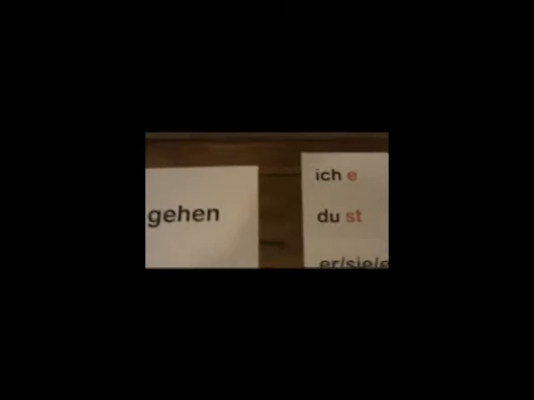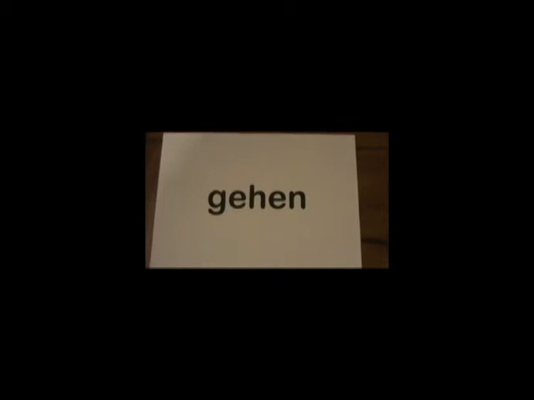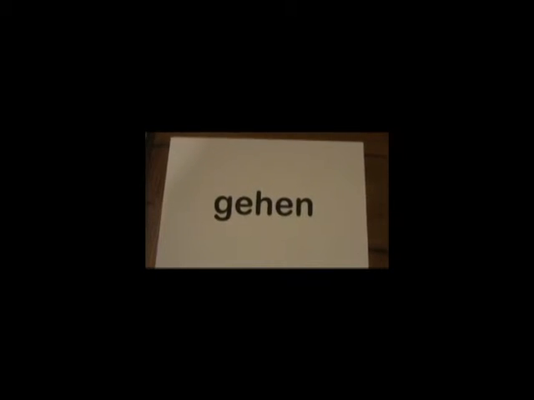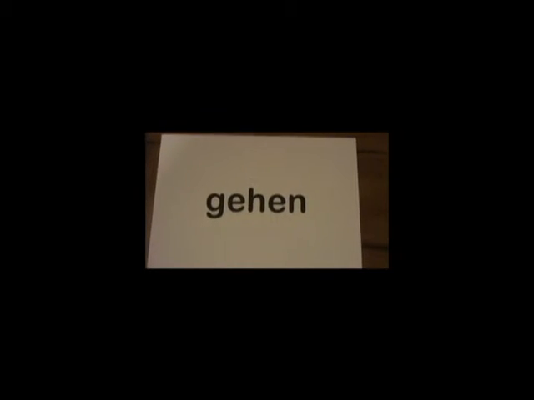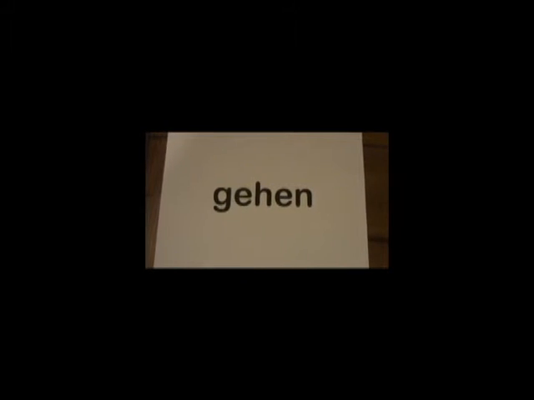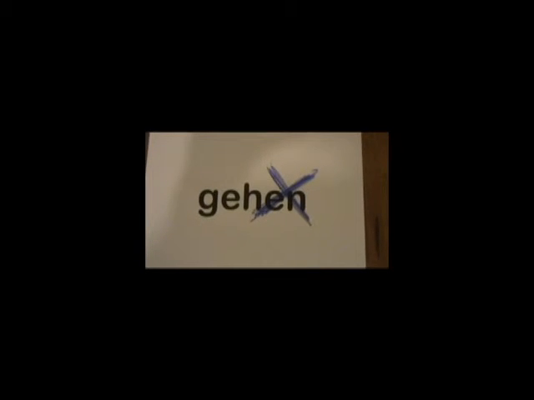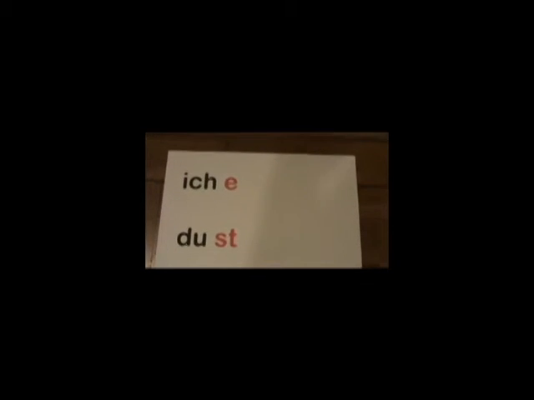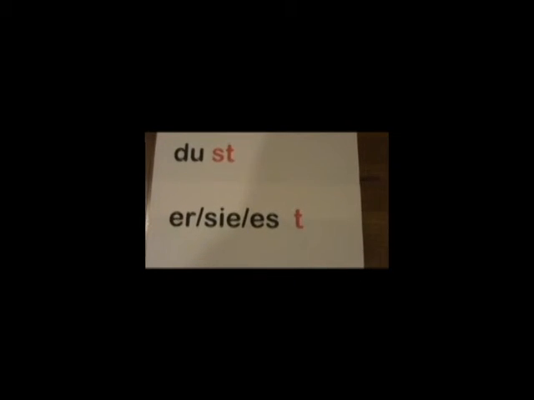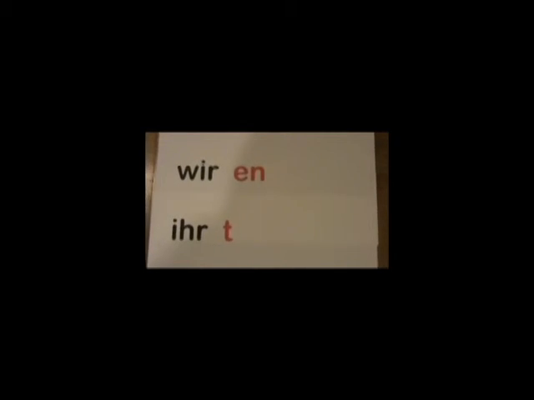If you go back to the beginning and we see the verb gehen, which is a regular verb, and we want to conjugate it, meaning we want to make a sentence make sense using this verb, we have to first get rid of our en ending, and then we have to add the appropriate ending based on the pronoun or the person in the sentence.